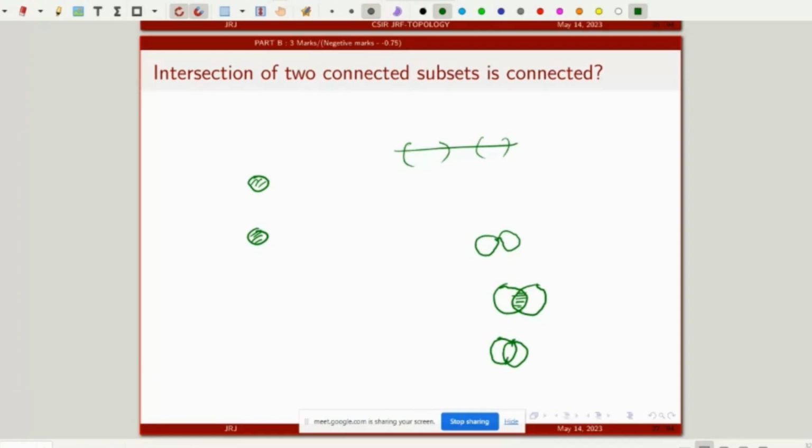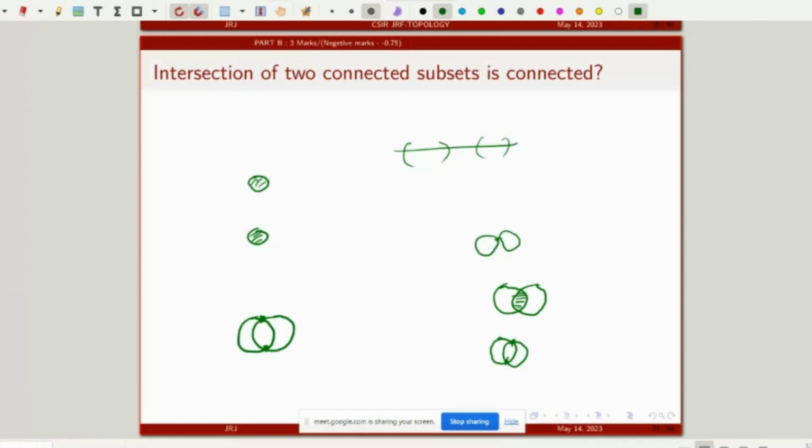Are you taking open balls or closed balls? The boundaries of those open balls. Okay, just the boundary, not the closed or open ball. Only the boundary you are taking. Yes, its intersection will be these two points. Okay, fine, good.